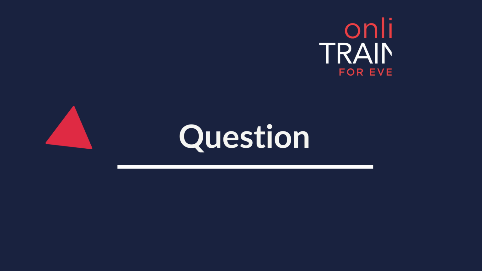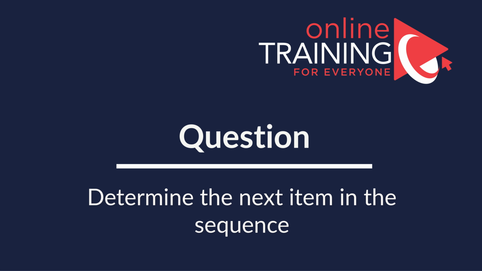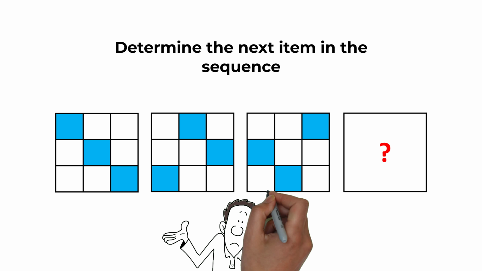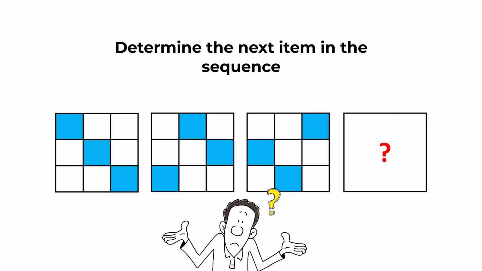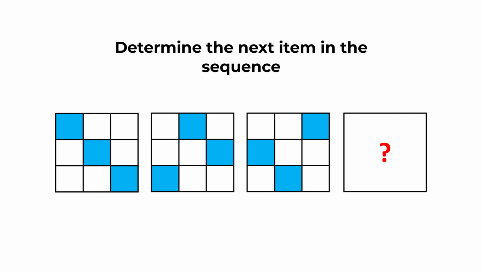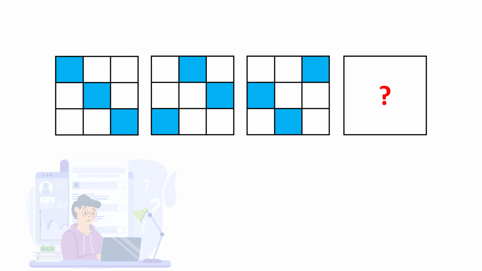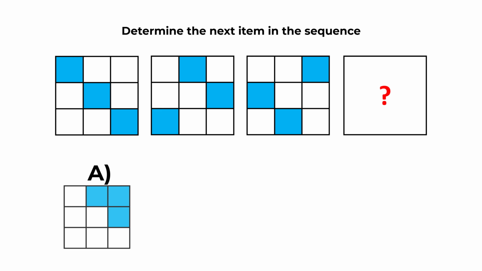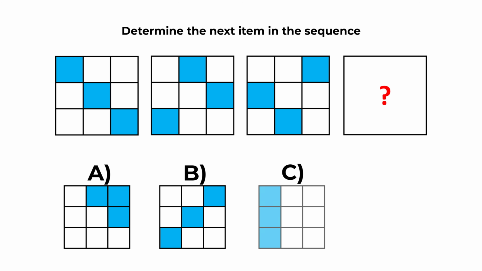Here is a very interesting problem that you might frequently get on the test. You need to determine the next item in the sequence. You're presented with the sequence of large squares. Each large square contains 9 small squares inside, and small squares are of different colors. You need to determine the next item in the sequence, and you have 4 different choices: A, B, C, and D.